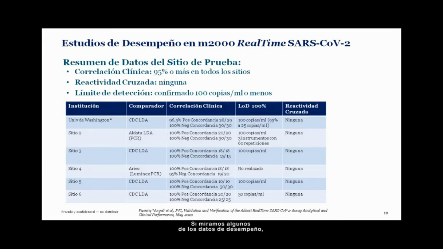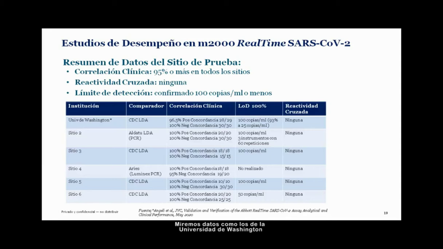And looking at some of the performance data broadly that has been done with this test, it's very gratifying to see that the clinical correlation across all sites is greater than 95%. We haven't seen any cross-reactivity, and we've confirmed the 100 copies per mil or greater. And by that probably means less. So, it could be 100 copies or less as the limit of detection.